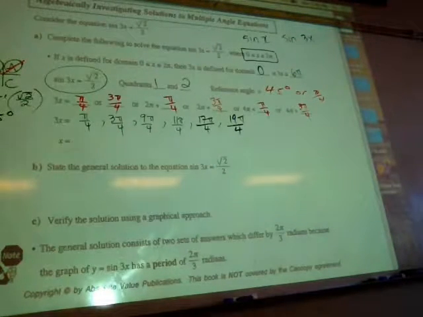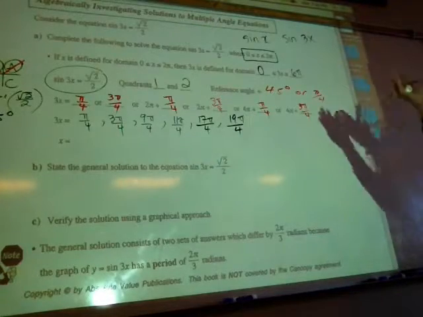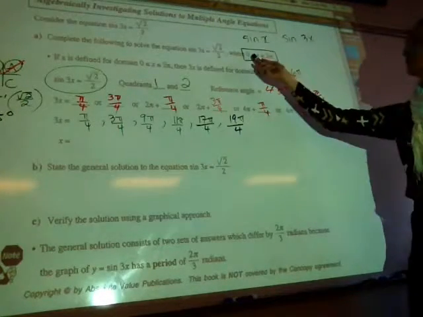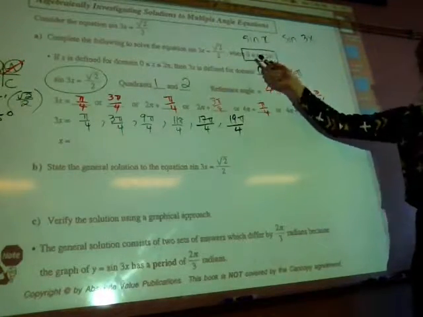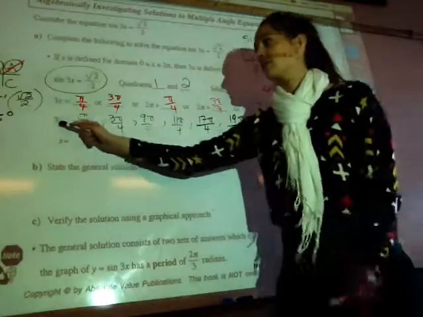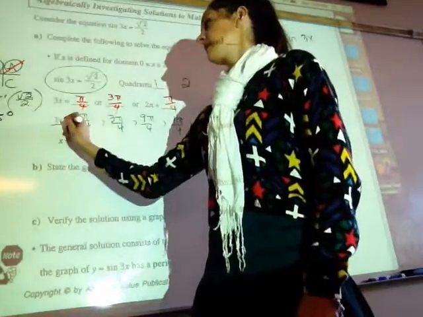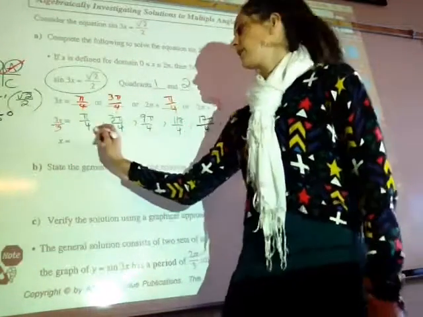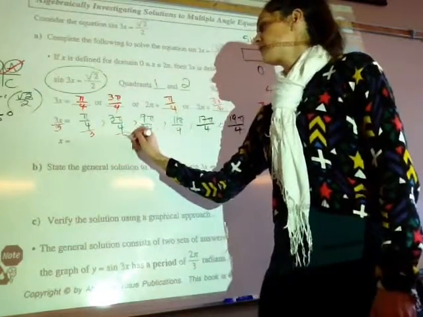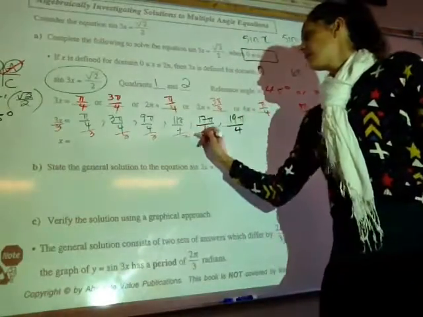So those are the solutions for 3x. But now we want to compress this. We want to find the solutions between 0 and 2 pi just for x. So instead of 3x, we need to take all of our solutions. If we just want x by itself, we've got to divide by 3. We also need to divide every single one of our solutions by 3.